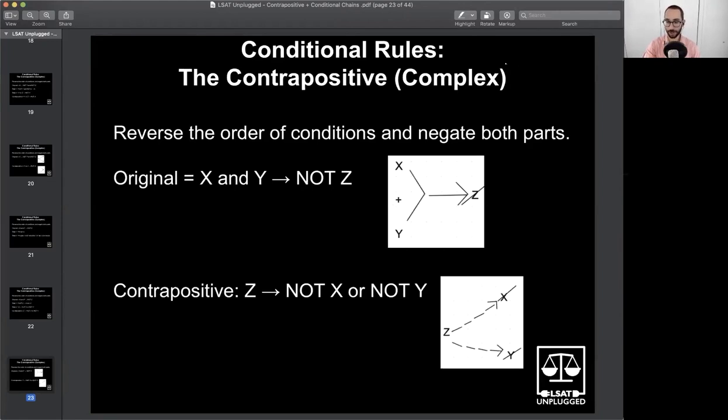Then it looks like I might have addressed your question already, but I'll just make sure I'm comprehensive on it. Would using this contrapositive help you solve a must be true? I mean, it could help you solve anything in the game. I wouldn't say it's in particular for must be trues. It's really just about conditionals and conditional rules and chains in general. They're useful for the entire game.